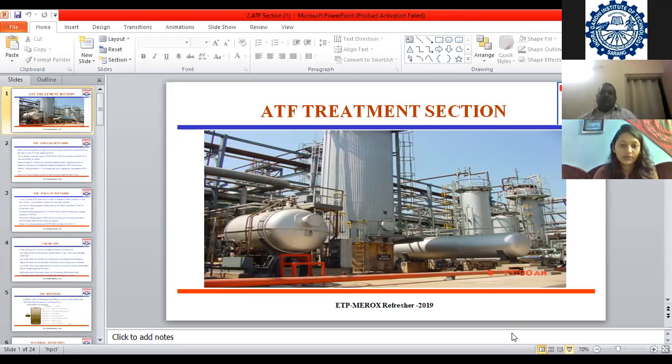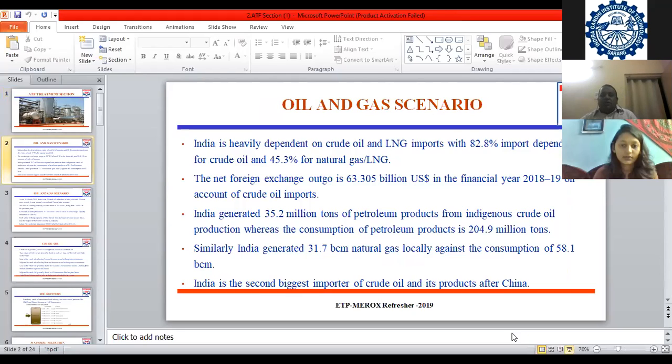So today the topic is ATF treatment section. ATF is nothing but aviation turbine fuel, generally used in aircraft, and that may be civil aviation or a defense scenario. ATF is generally used for aircraft purposes only. In our domestic cars, bikes, motorbikes, or any truck or bus, we generally use petrol and diesel, but ATF is meant for aircraft purposes only.